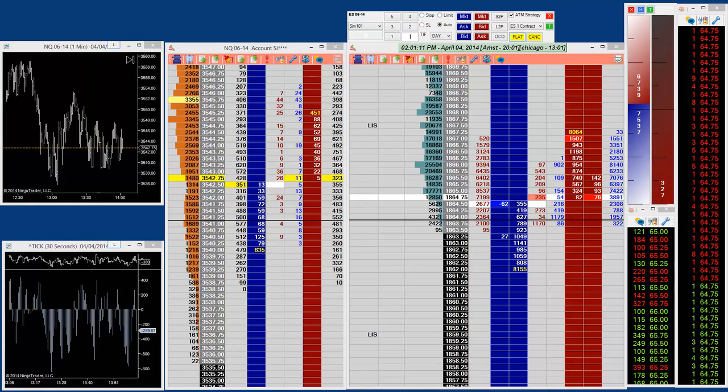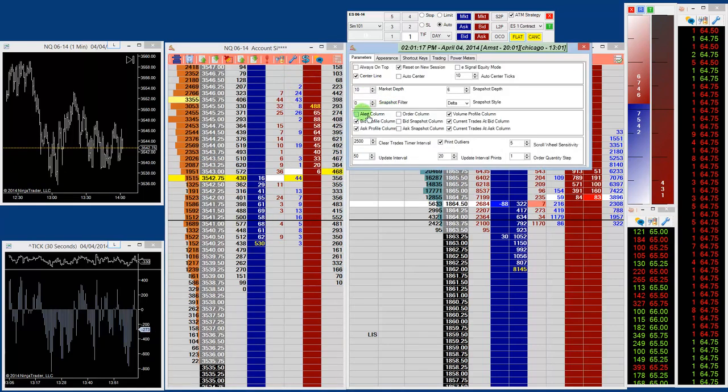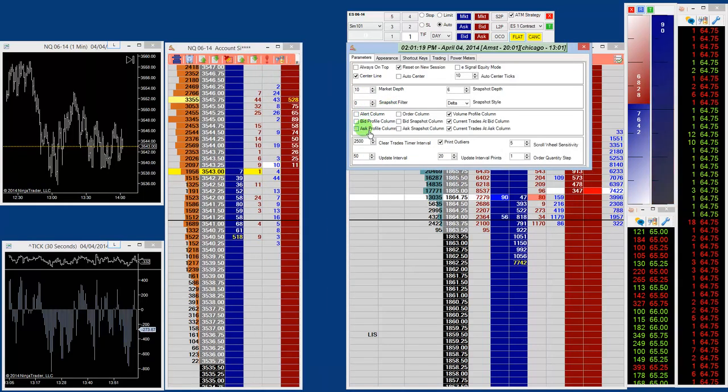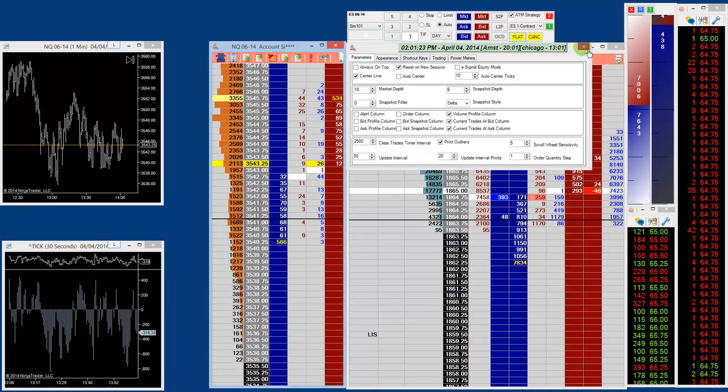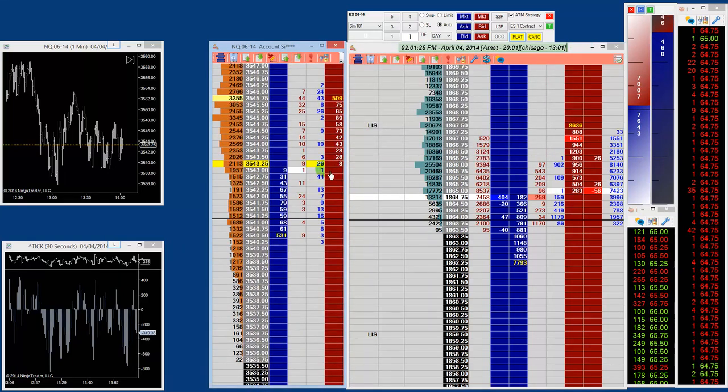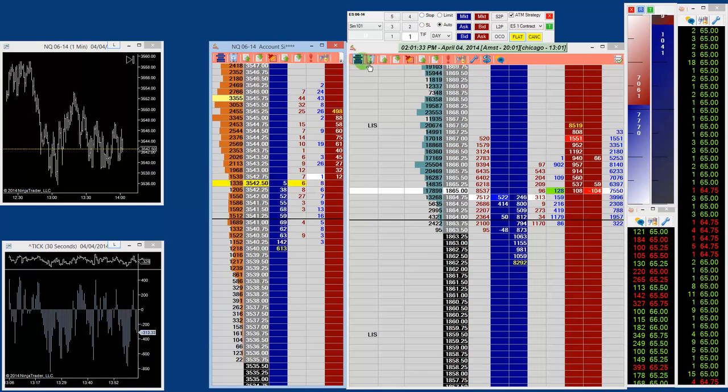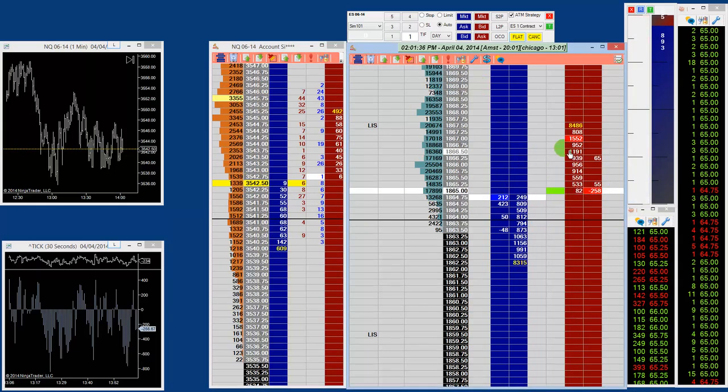Do you need all the columns on the NQ? Absolutely not. Really, the NQ, you could take the bids and offers off, but it would look a bit weird. The only thing that I look for on the NQ is it relative to the center line. So again, when we put a trade, let's just do another trade on.